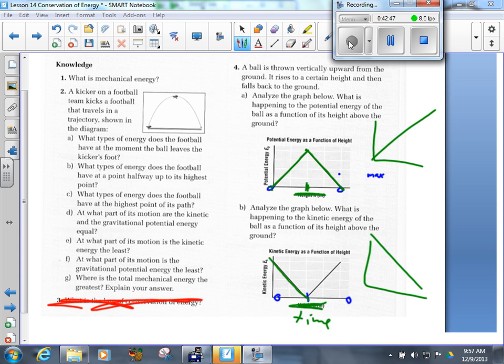Where's the total mechanical energy the greatest? Everywhere, because mechanical energy stays the same. Once the kicker has kicked the ball and done the work on it, the ball can never have more or less mechanical energy. It can have more or less kinetic, but as kinetic goes up, potential will go down and vice versa. But the mechanical energy will never change. That's the really important thing to realize about that particular question. Everyone good with that?